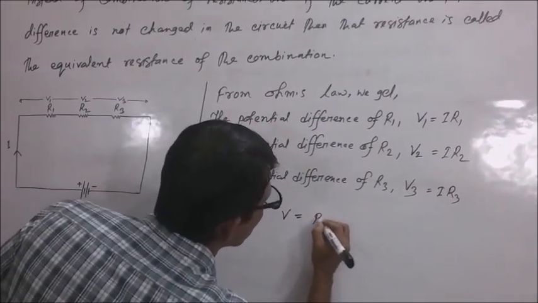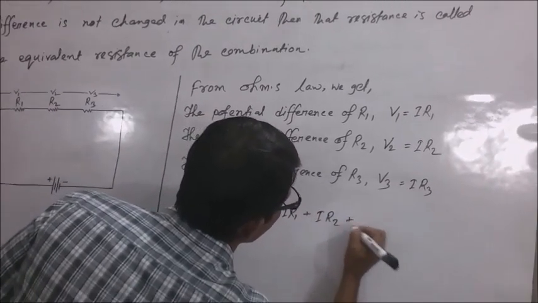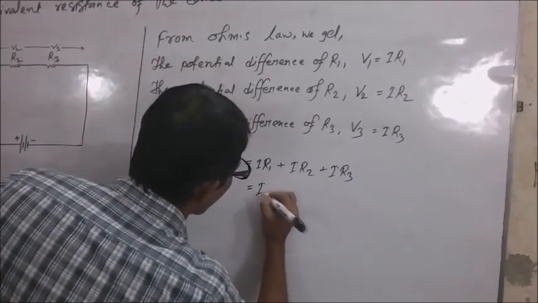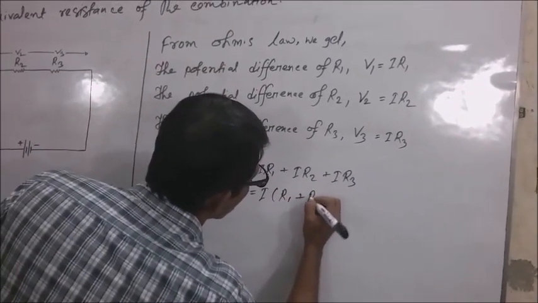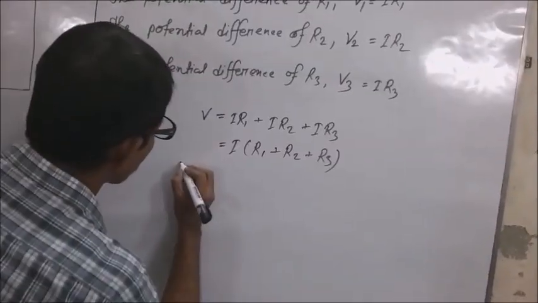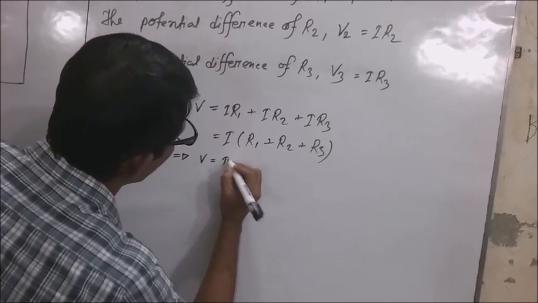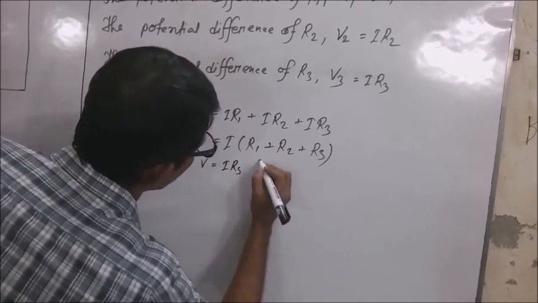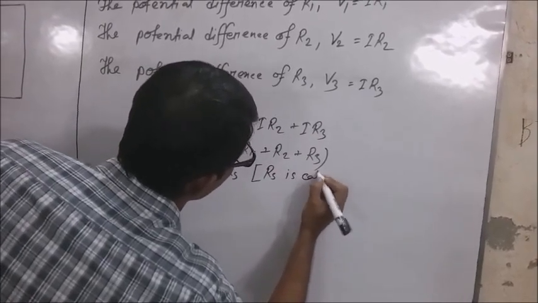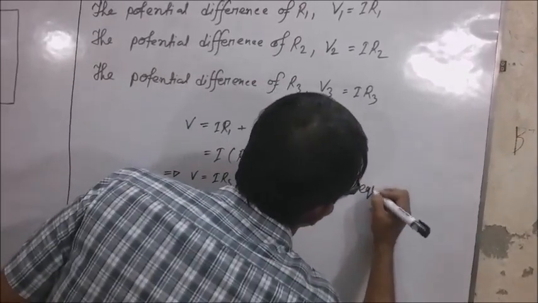V equal to I R1 plus I R2 plus I R3, that is I times R1 plus R2 plus R3, and V equal to I RS. RS is called the equivalent resistance.